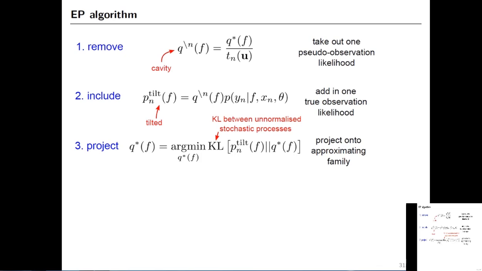That makes sense? It's called a divergence because it's not symmetric. If I flip the arguments, you don't get the same value out. But it's a bit like a distance between them.